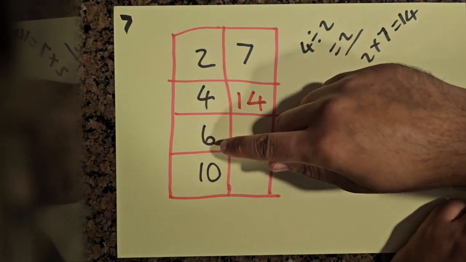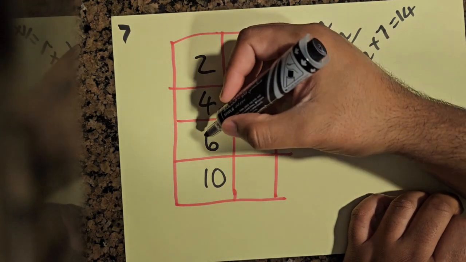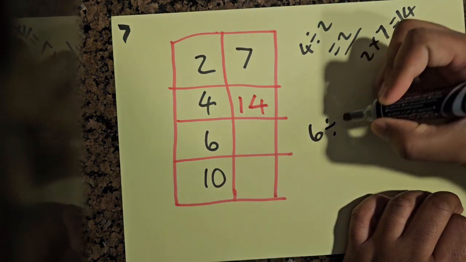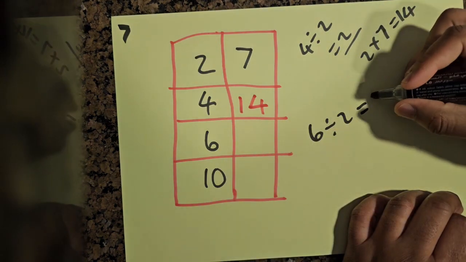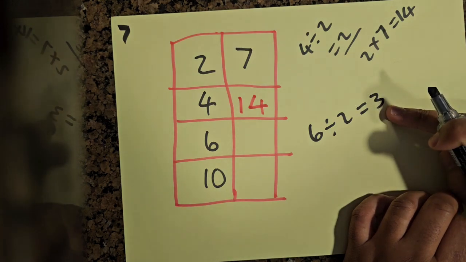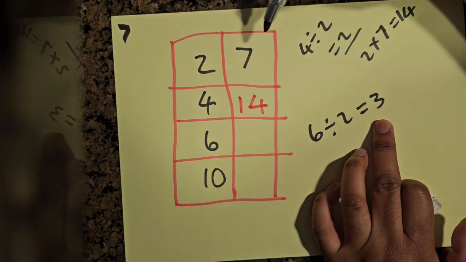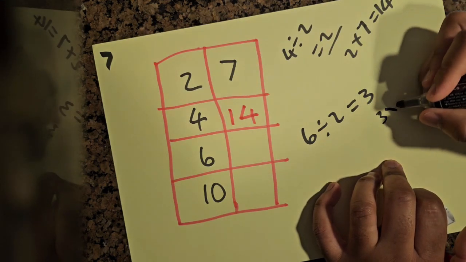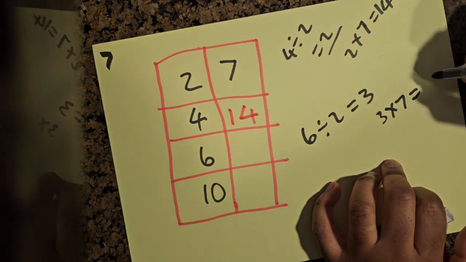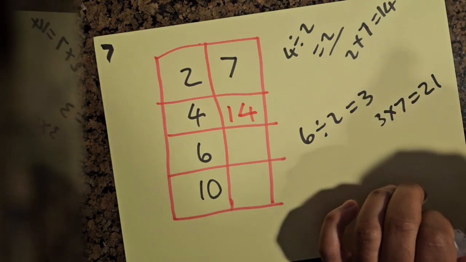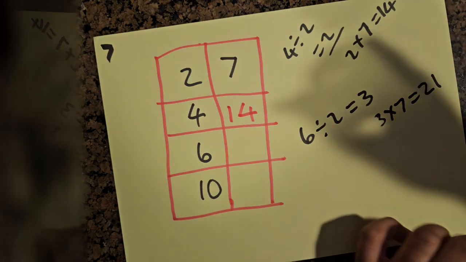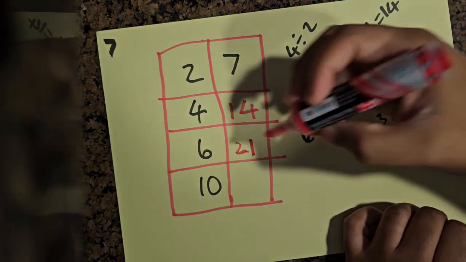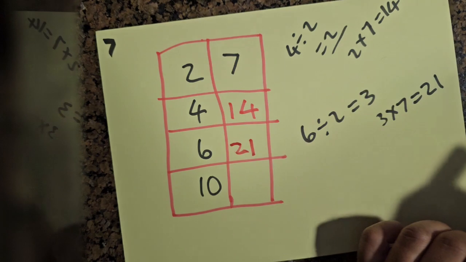So let's do the same for the 6. We're going to take this 6 and divide by 2. So 6 divided by 2 is equal to 3. Then we're going to take the 3 and multiply it with the right hand side. So we're going to say 3 times 7 equals 21. Okay, so then the 21 goes into here. Just make that clear. 21.